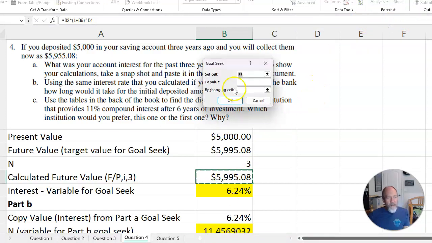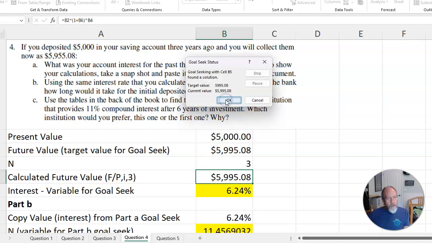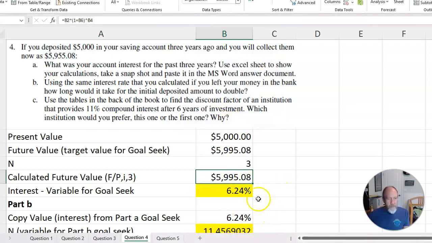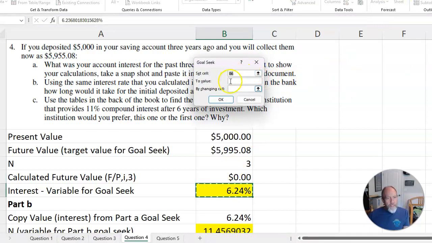Okay, you want to set this cell right here to be equal to 5995.08 by changing the value of the interest rate. And if you do that, it's going to just end up at the same place. I could have started with 0 and done exactly the same thing. What if? Goal seek. We want to set this cell equal to 5995.08 by changing the interest rate.